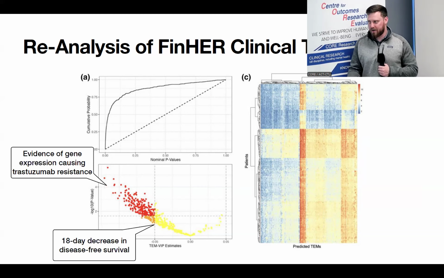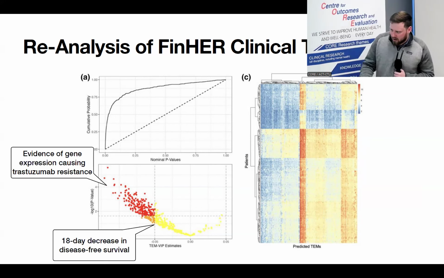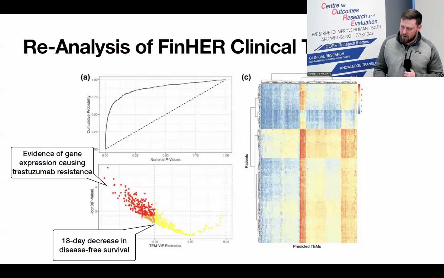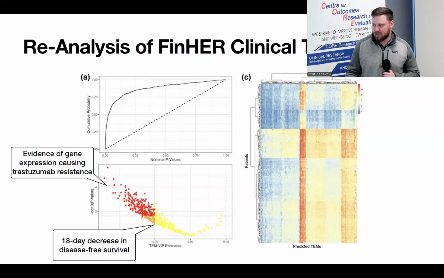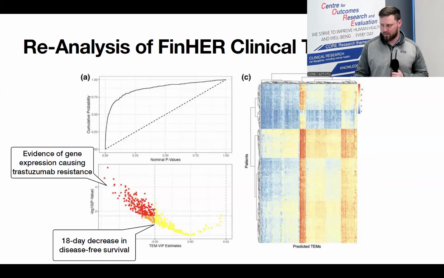Of course, this is not enough to say that we have true treatment effect modifiers without looking at whether something is clinically relevant. It's hard to see over here, but our TEM-VIP estimator for the disease-free survival designates a decrease of 0.05 as equivalent to a decrease of 18 days of disease-free survival. So for each unit increase in gene expression, you have a change in the treatment effect of 0.05, which leads to a change in 18-day disease-free survival.